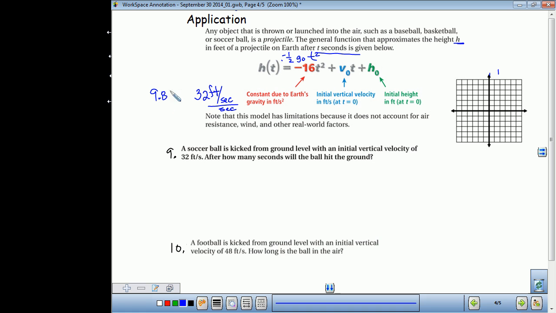9.8 meters per second per second. In science, you will do meters per second per second. And do you guys write it as meters per second squared? Yes. But you say it meters per second per second?